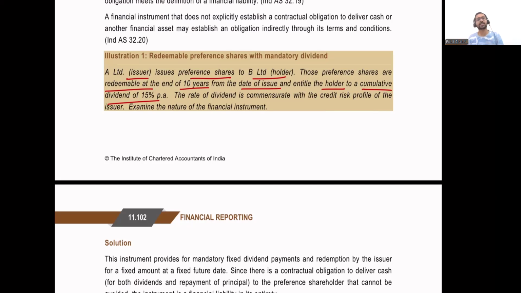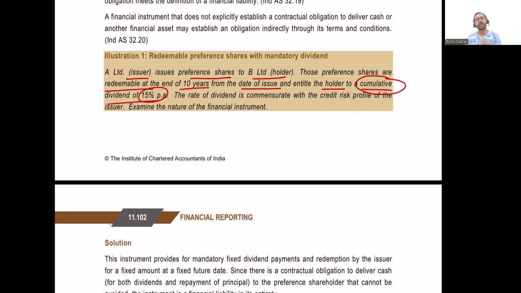Now, the second characteristic with regards to these preference shares is dividend. The question has mentioned that the dividend percentage is 15% per annum and the nature is cumulative dividend. What does that mean? Basically, if A Limited does not pay dividend in the current year, it will have to pay the dividend for the current year also in the next year. So next year, it will have to pay dividend for the previous year and for the current year. Whenever A Limited skips payment of dividend in one particular year, it will have to pay the dividend in the subsequent year. That is the meaning of cumulative dividend.